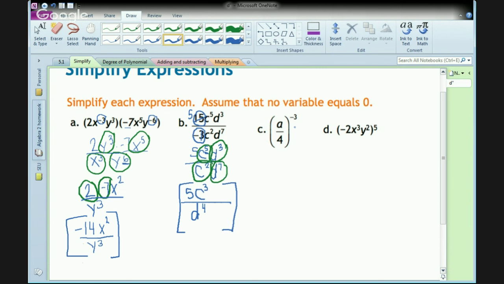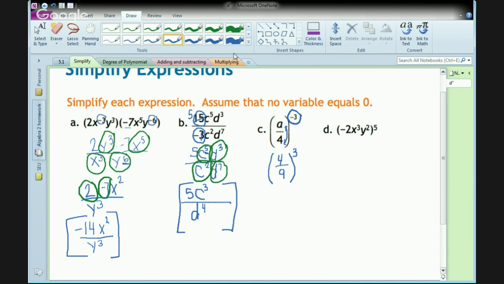Okay, our letter C has a negative exponent on the outside. So when the negative exponent's on the outside, all we do to make it positive is flip the inside of our parentheses. So I flipped it, so now I have 4 over A. Now it's a positive 3 on the outside. So all I did was flip what was in the parentheses, and that made the outside positive.